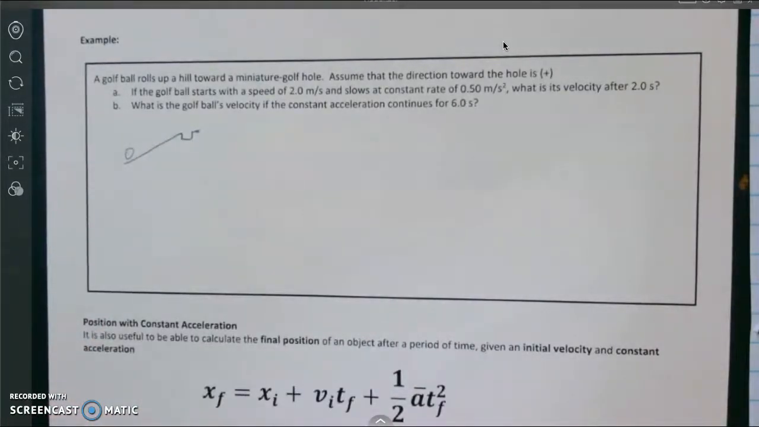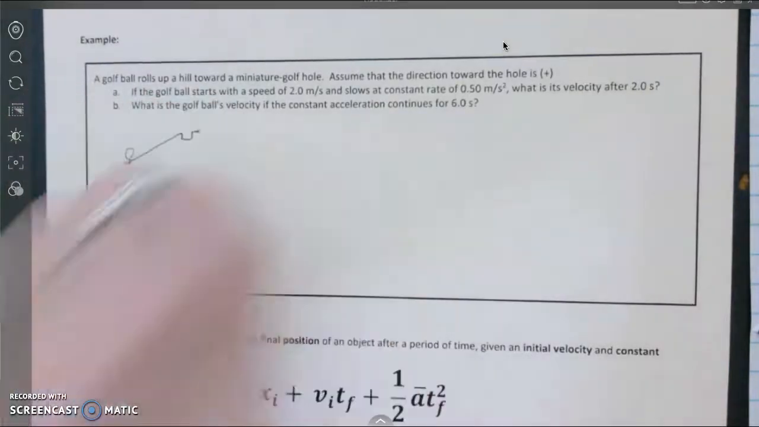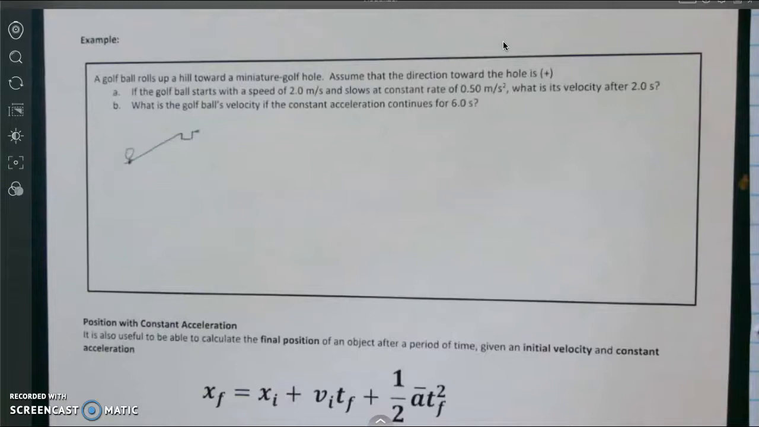Now let's establish our origin. Let's say the moment that we hit that golf ball to have it go up the hill is going to be our origin. That's our 0, 0 point. So we drew a picture, we established the origin. Now let's list our knowns and our unknowns.